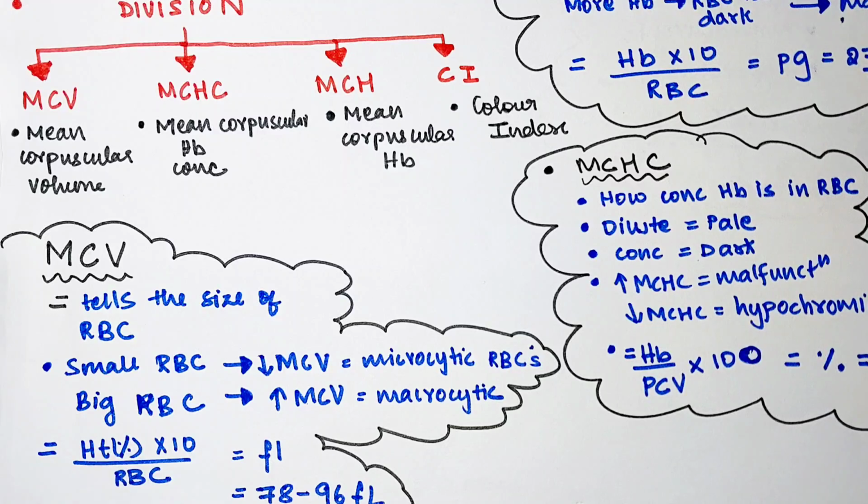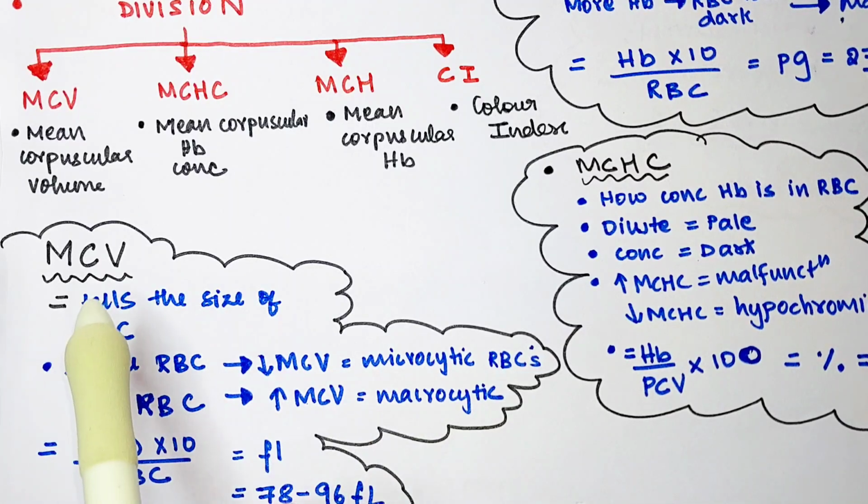For example, let's say in your blood picture, the size of your RBC is small. When the size of the RBC is very small, which is bad news, you can say that there is decreased MCV. Decreased MCV means small RBC. Small RBC means microcytic RBC is present. Similarly, let's say you have a big RBC, which is again abnormal. That means you have a higher MCV, macrocytic.